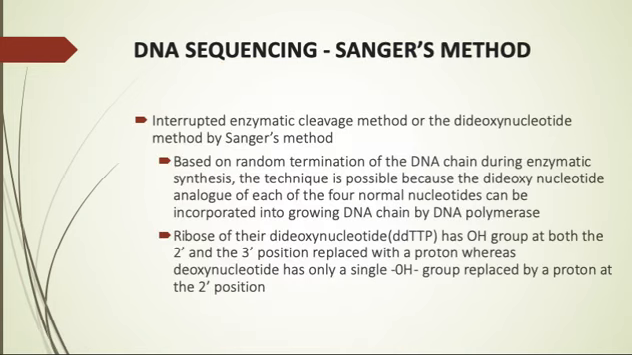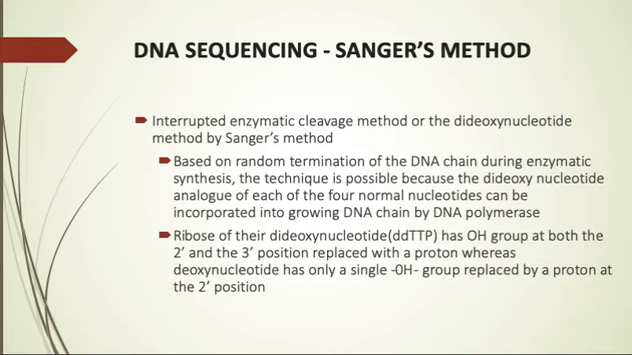Next, you have the Sanger's method. Okay, so this is the interrupted enzymatic cleavage method or the dideoxynucleotide method by Sanger. This is based on the random termination of the DNA chain during the enzymatic synthesis. The technique is possible because the dideoxynucleotide analog of each of the four normal nucleotides can be incorporated into the growing DNA chain by the DNA polymerase enzyme.